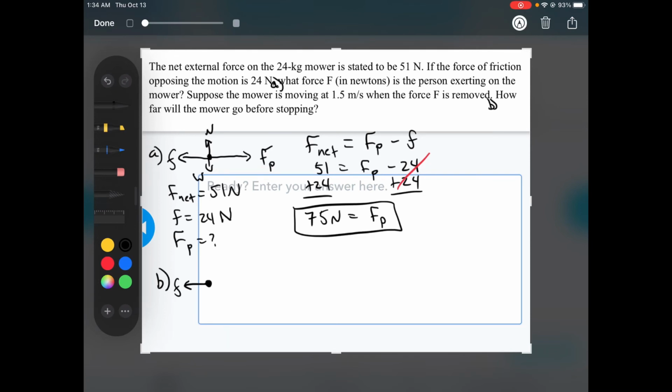So we're going to go back to our kinematics here. And we need to write out what we have, right? So we have our initial velocity is 1.5 meters per second. We know our final velocity should be 0 meters per second.